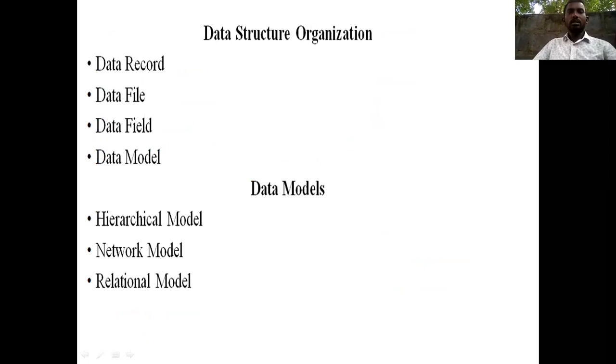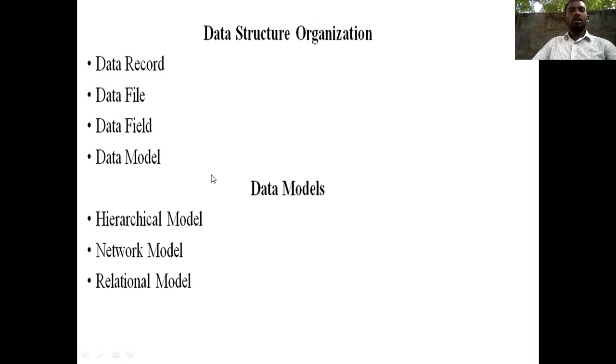So next one is data structure organization. Data structure organization means, see here, data record, data file, data field, data model. Data record means we can record the data. Data file, after recording we can store it in a file. Data field is nothing but drives. Data model is the total model. So this is the data structure of organization.